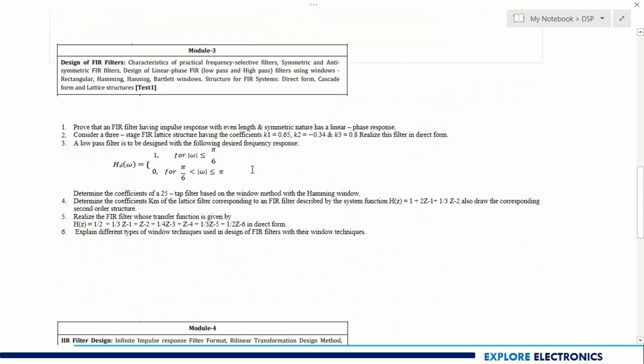And coming to module 3, design of FIR filters. Here, prove that an FIR filter having impulse response with even length and symmetric nature has linear phase response can be asked. Consider a 3-stage FIR lattice structure having coefficients with these values. Realize this filter in direct form can be asked. And a low pass filter is to be designed with the following desired frequency response given. You need to design the filter.